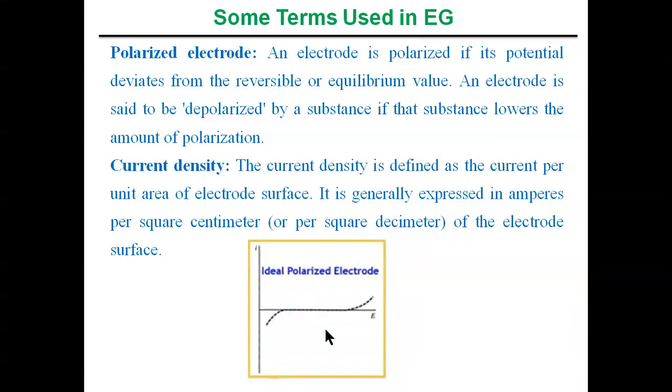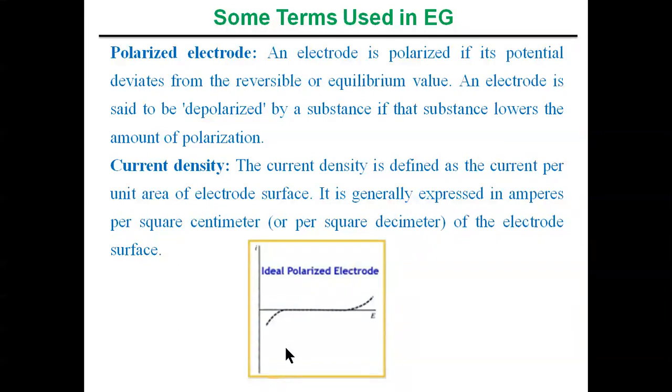Polarized simply refers to the potential of the electrode. The electrode is normally at its equilibrium or reversible value of the potential. Once it deviates from that equilibrium value, the substance is said to polarize the electrode. And if it is depolarized, then what will happen? That substance is going to minimize or lower the amount of polarization.